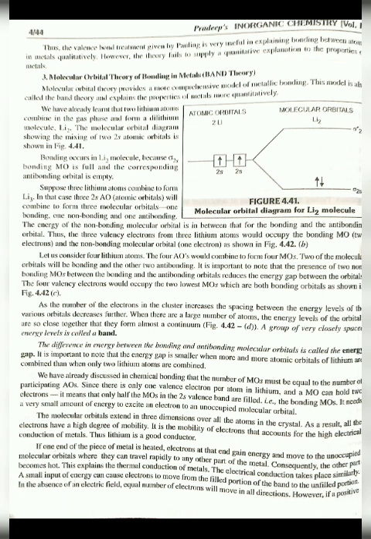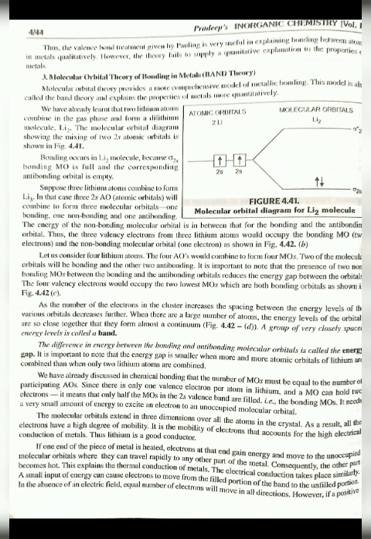As the number of atoms in the cluster increases, the spacing between the energy levels of the various orbitals decreases further. When there are a large number of atoms, the energy levels of orbitals are so close together that they form almost a continuum. A group of very closely spaced energy levels is called a band. The difference in energy between the bonding and anti-bonding molecular orbital is called the energy gap. It is important to note that the energy gap is smaller when more and more atomic orbitals of lithium are combined than when only two lithium atoms are combined.